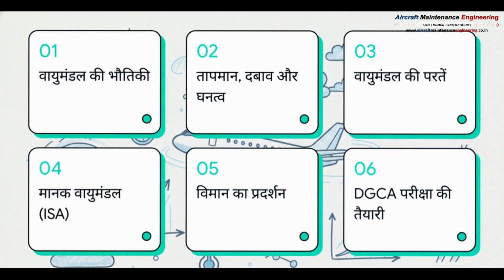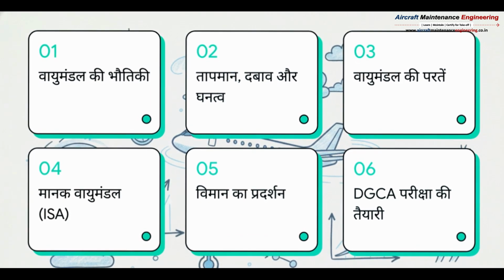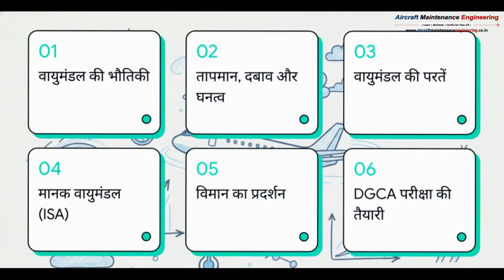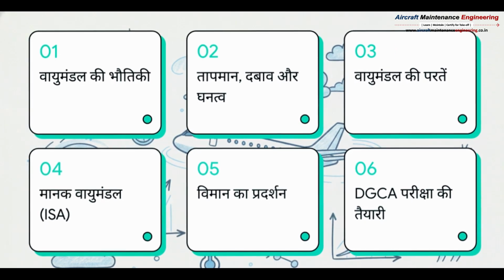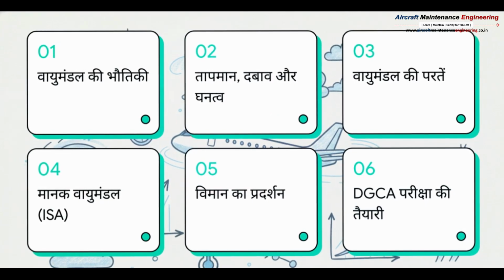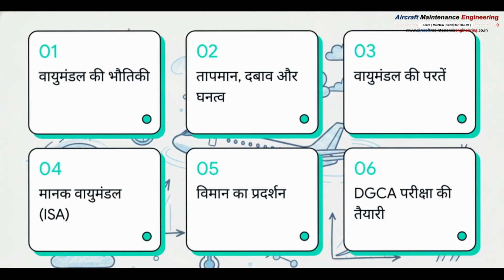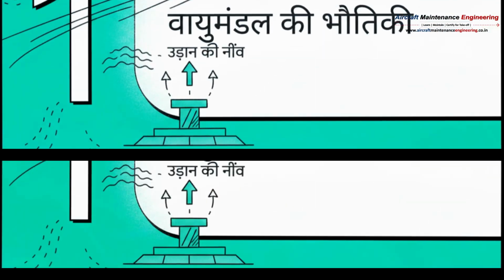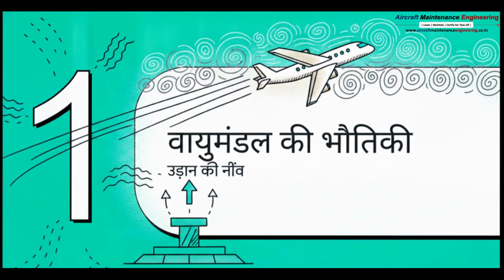We will cover the physics of the atmosphere, followed by temperature, pressure, and density. Then the layers of the atmosphere, the International Standard Atmosphere, and aircraft performance and aerodynamics. And finally, stick around for a dedicated DGCA exam preparation quiz at the end to test all the knowledge gathered today. Section 1. Physics of the atmosphere.